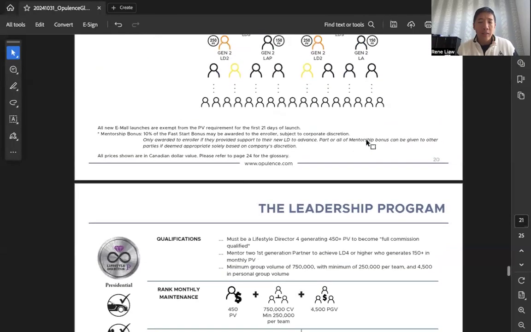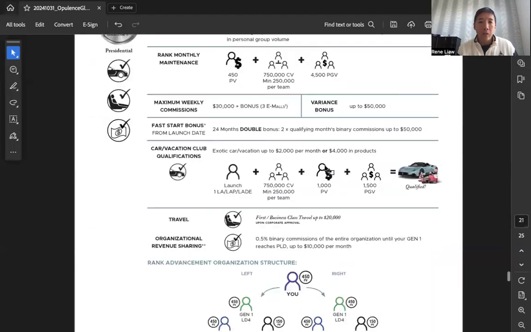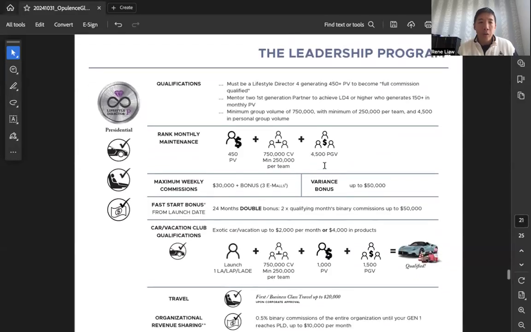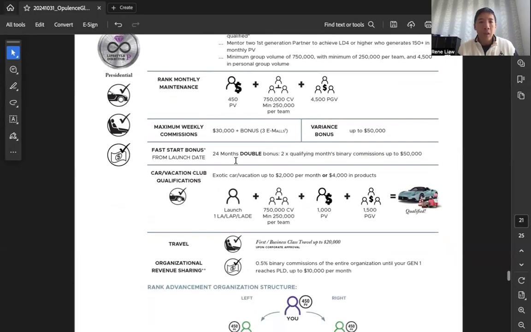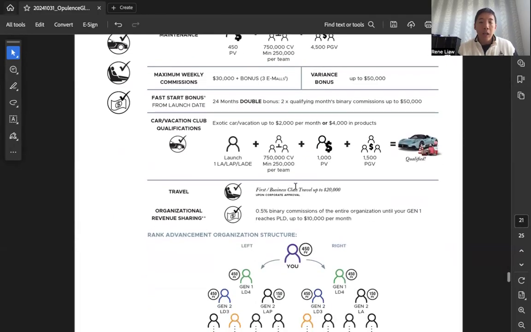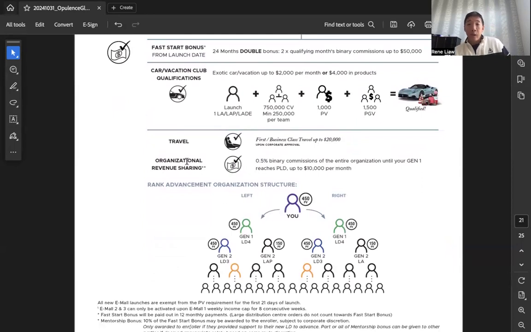And of course, we have the same thing for the PLD, the Presidential Lifestyle Director, and of course the Royal Lifestyle Director. The key difference here, though, for the PLD and the RLD, aside from having massive income and of course a higher car payment, is you get first class, business class travel up to $20,000 upon corporate approval. And you get this thing called organizational revenue sharing. We covered it a few videos ago, where you get a 0.5% override commission on your entire organization down to the next PLD. There's no next PLD, you get it on everything down to infinity, basically.